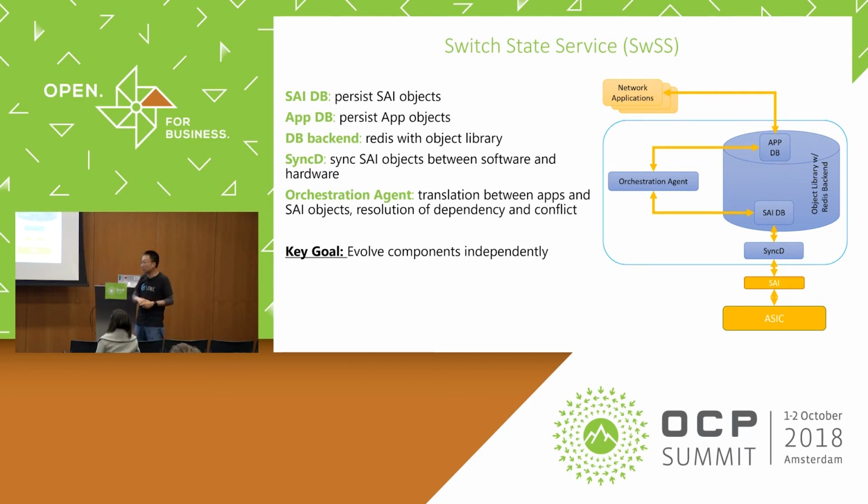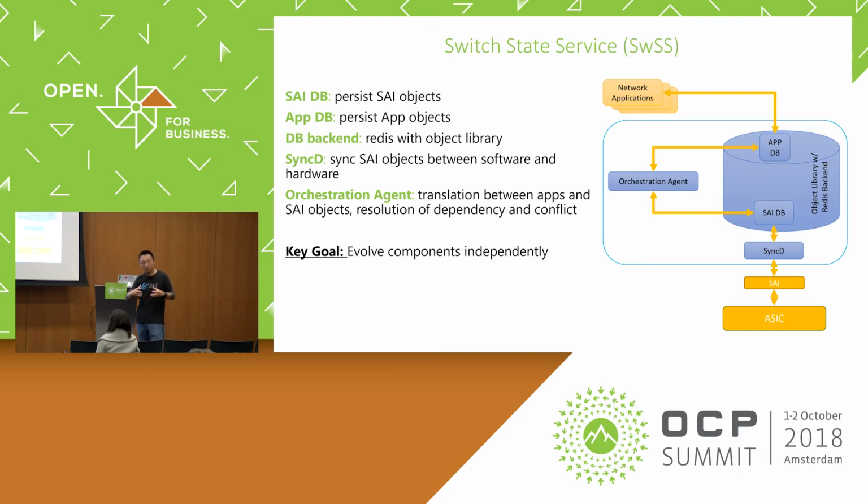It's a Redis-based database, and it persists all the SAI objects. Think of SAI as an object model, so you need a place to store the object data. And then for northbound, in order to talk to the application, it creates an application database. The orchestration agent is responsible for translating between the applications and the SAI objects, and trying to resolve the cross dependency and the potential conflicts among the objects, right?